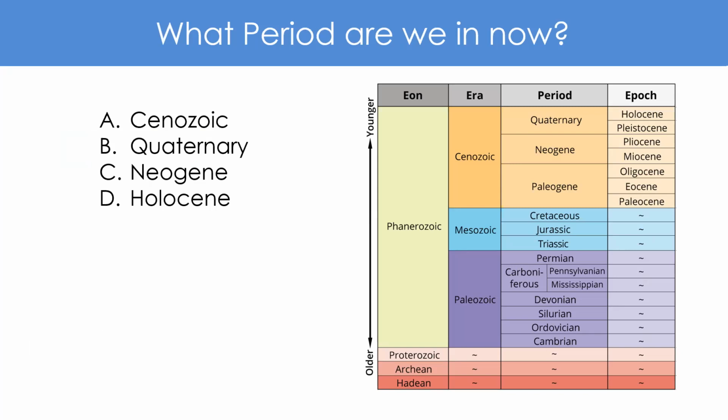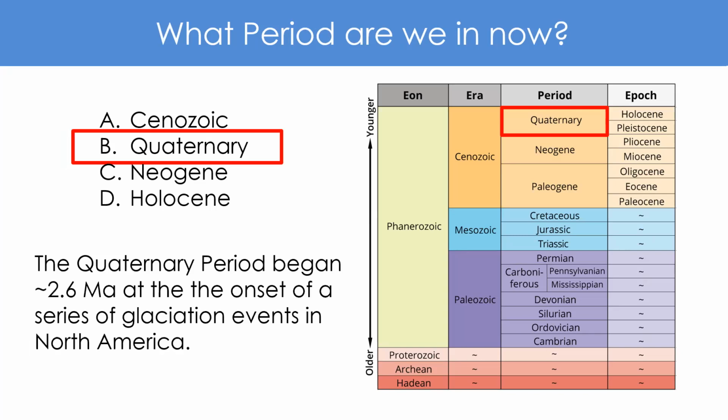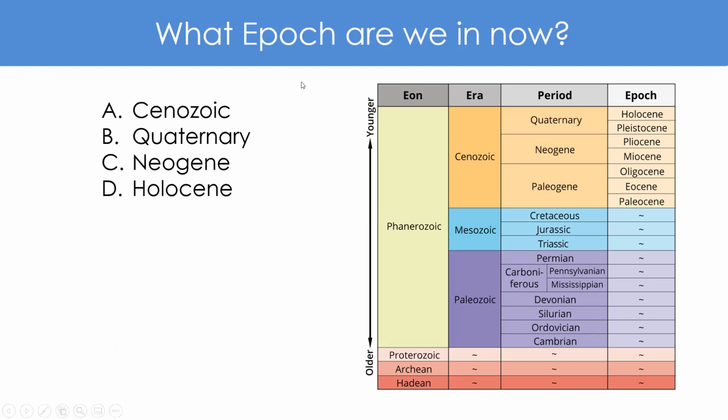Now, what period are we in? Same thing. Very good. We're in the Quaternary. The Quaternary is defined by glaciers and glacial periods. So during the Pleistocene, we had these big glacial events that carved out a lot of the Appalachian Mountains, that carved out most of the Great Lakes. A lot of the glacial features that you see in the northern states and Canada, that happened during the Quaternary period. And then finally, what epoch are we in?